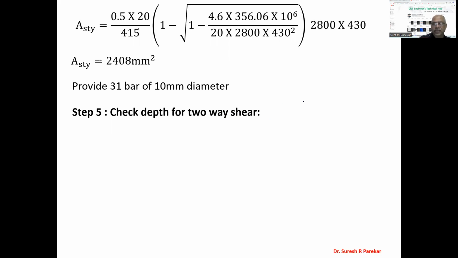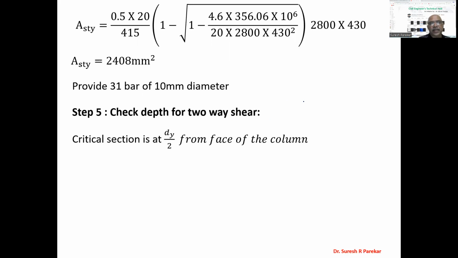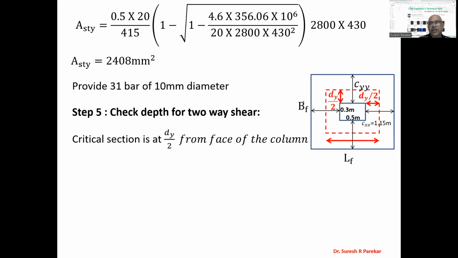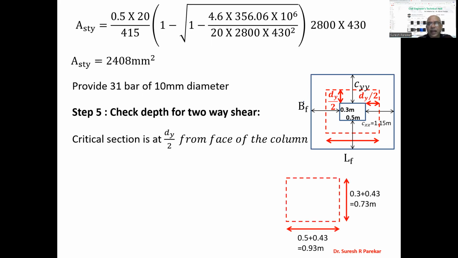It's okay, and you can solve it. Now we have the critical section at dy, so again the same dy by 2 from the face of the column. And now my value becomes 0.3 plus dy by 2 and dy by 2, it will be dy, so it will be 0.73. This is also dy, so this will be 0.93.